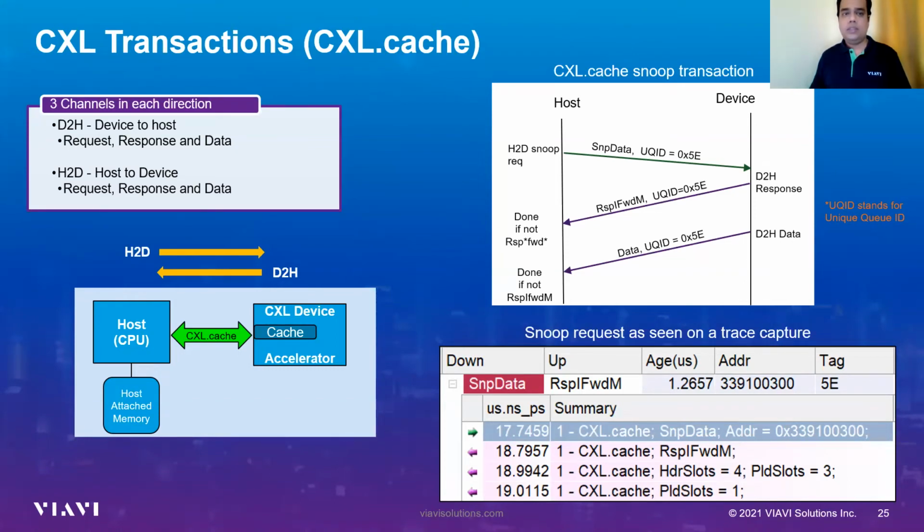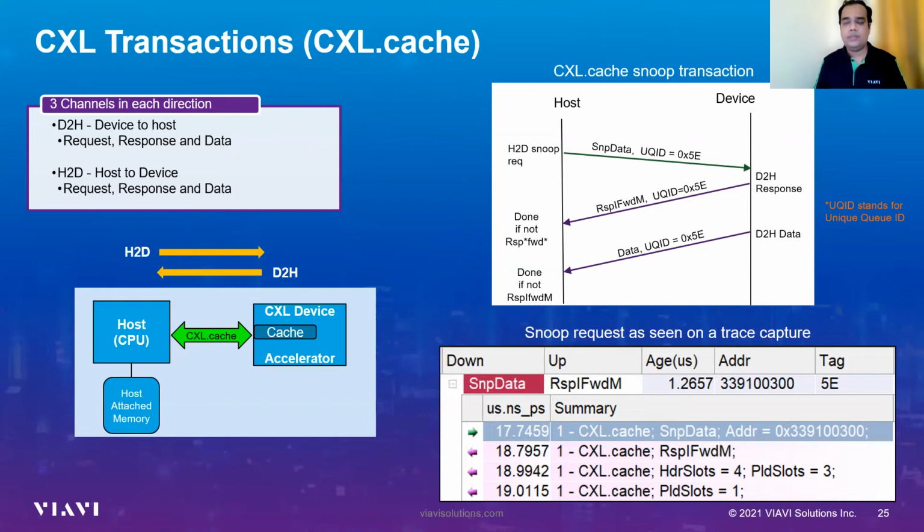The CXL.cache link, or protocol, allows coherent access between the device's cache and the host attached memory. So the protocol will let the CXL cache device directly cache the host memory with extremely low latency, and it does that by using a request-response approach. In this case, there are 2 directions defined by the spec for a cache transaction. Those are H2D and D2H. H2D stands for host to device and D2H stands for device to host. And as you can see, there is a request, response, and data in both directions. H2D and D2H can send requests and responses to each other.